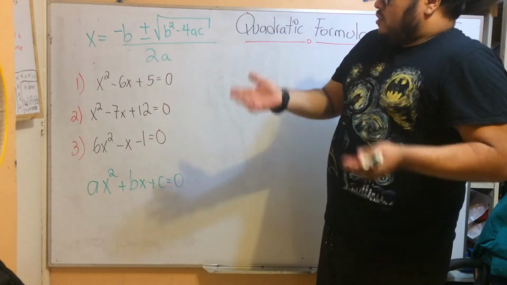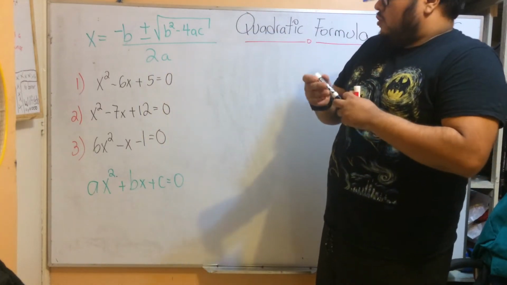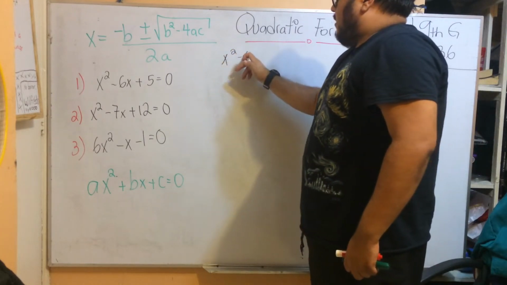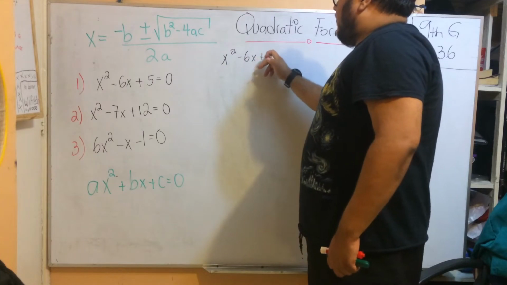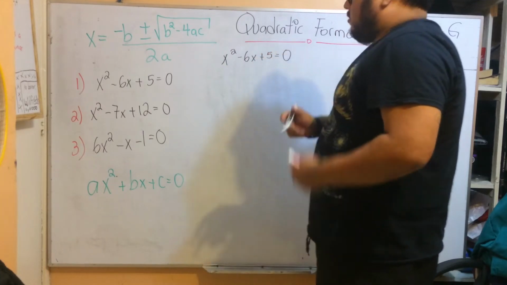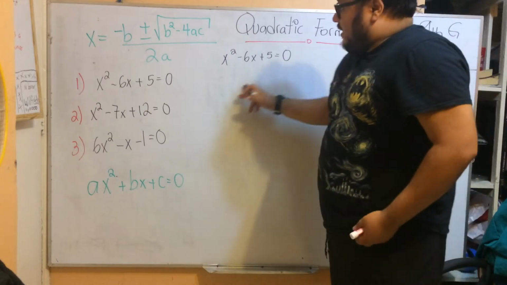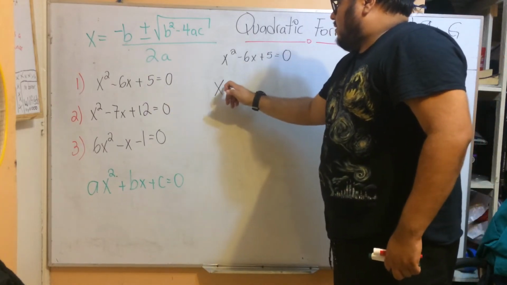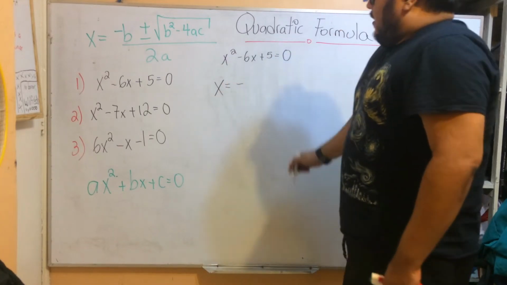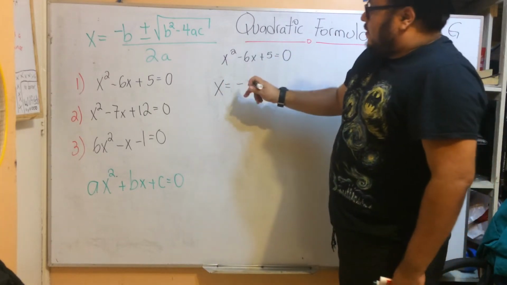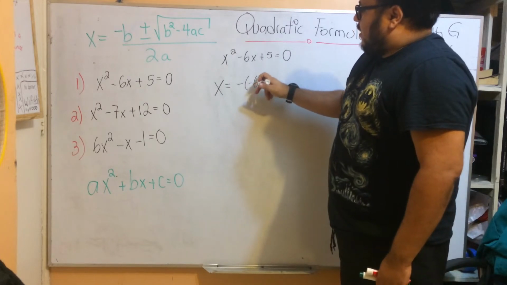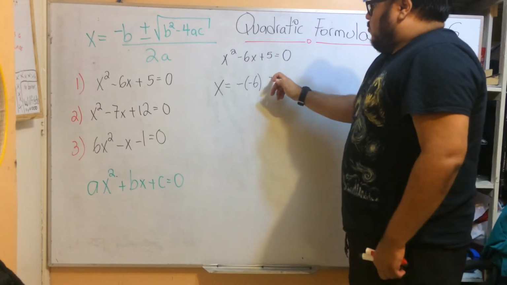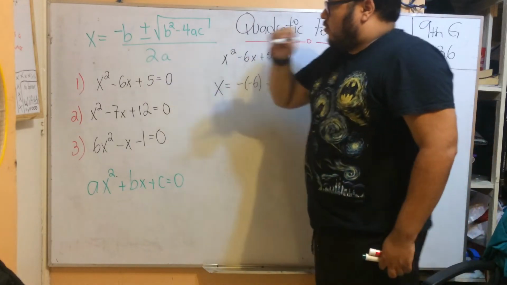So when we solve for these equations, we just need to substitute. Let's do number 1. We have x squared minus 6x plus 5 is equal to 0. So we need to put these values into the quadratic formula. We have that x is equal to negative b. b is already negative, so we have to put it as positive 6. Then we have plus minus, following the formula.